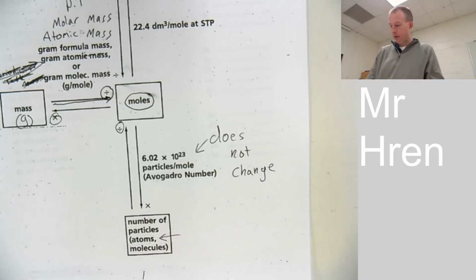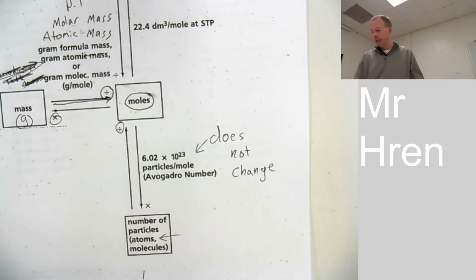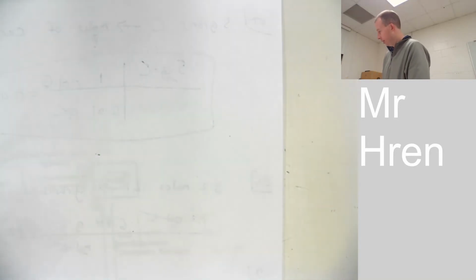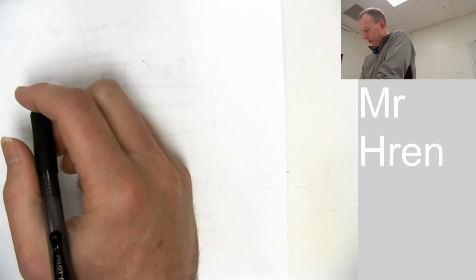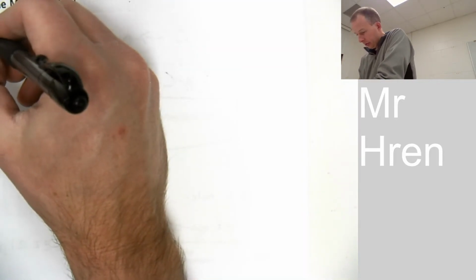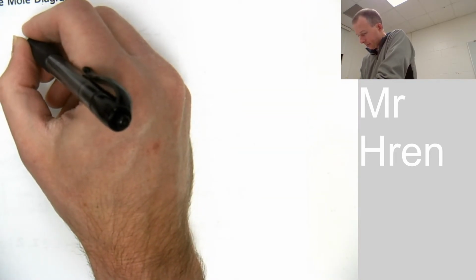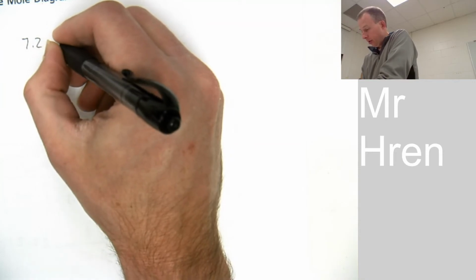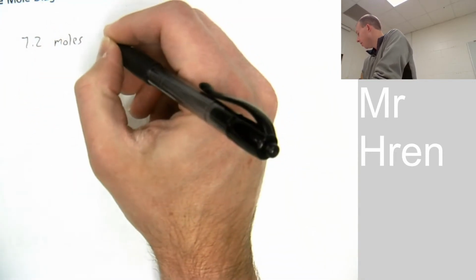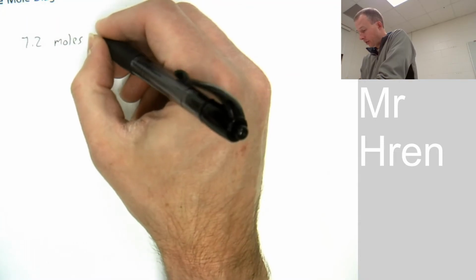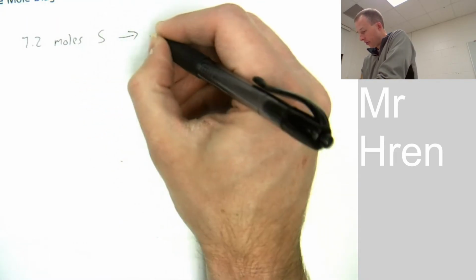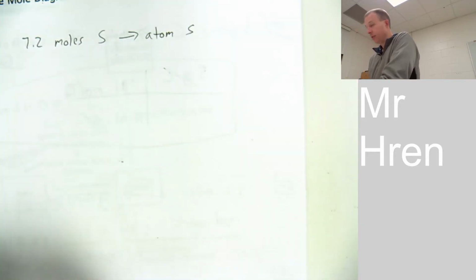All right. And then last but not least, let's do the final type of example for today, where you're going to be converting the other way. So where you would be converting from moles to atoms or to particles. So let's say we've got 7.2 moles of sulfur, whatever. We want to convert to atoms of sulfur.